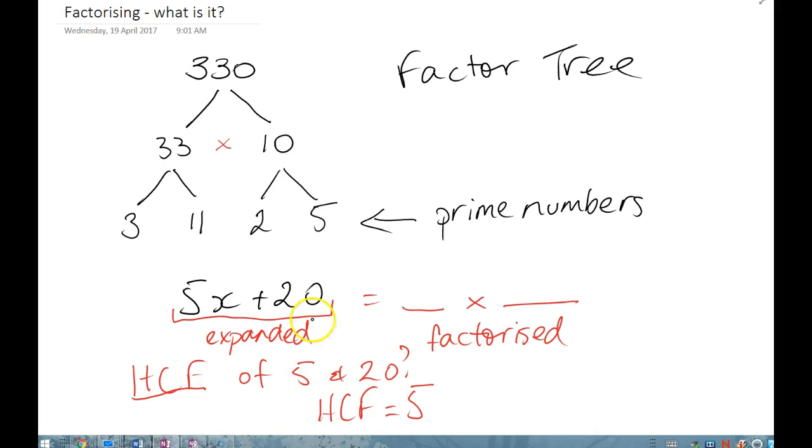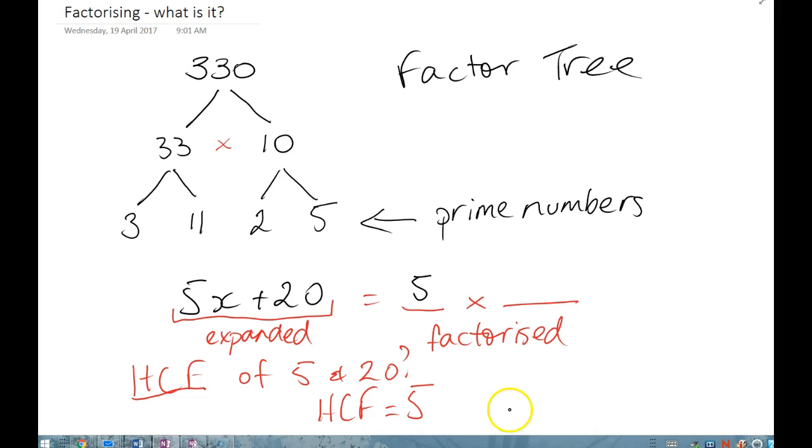So when we go from our expanded form to our factorised form, once we've found the highest common factor, that highest common factor ends up being one of our factors. So up here, remember 330, we had one factor of 33, one of 10. So when I find my highest common factor, that is one of my factors. Now think about this, we're going 5 multiplied by something. And that has to give me this answer that I've got over here on the left-hand side. It's got to equal 5x plus 20.